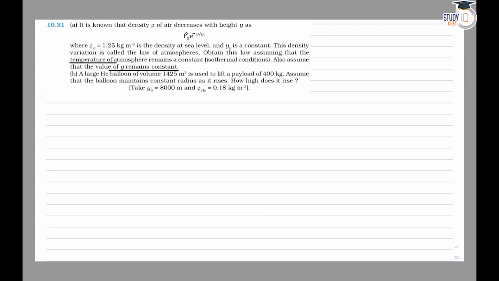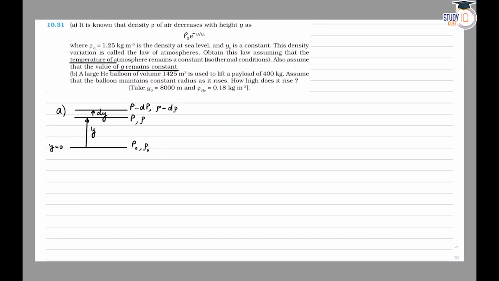Okay, then for the first part A, let us suppose this is the ground and we are observing at a height y. Now let us say at the ground level, that is where y is 0, the pressure is P naught and density is rho naught, and at a height y above ground, let the pressure be P and density be rho. And with further change of y, that is dy, let us say the pressure decreases by dP and the density decreases by d rho.